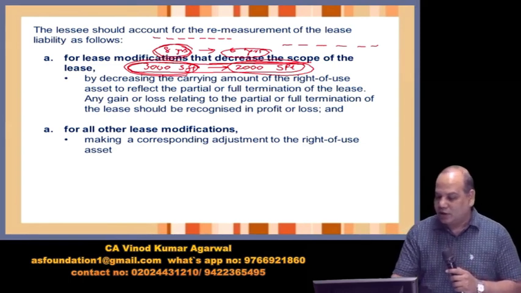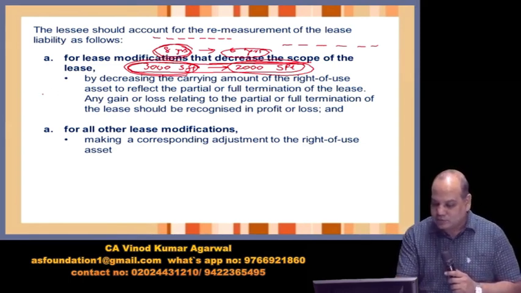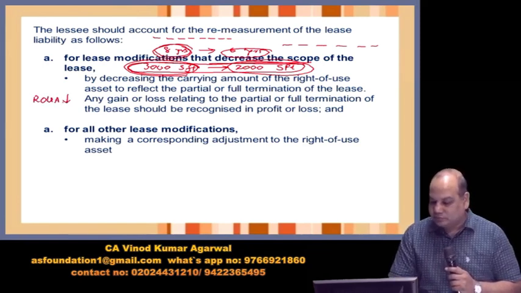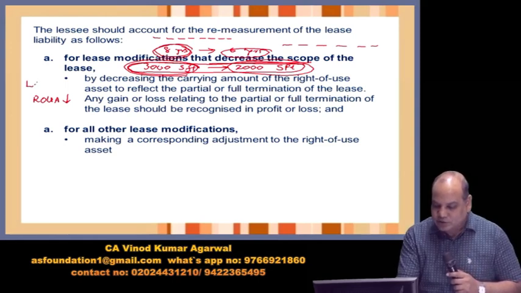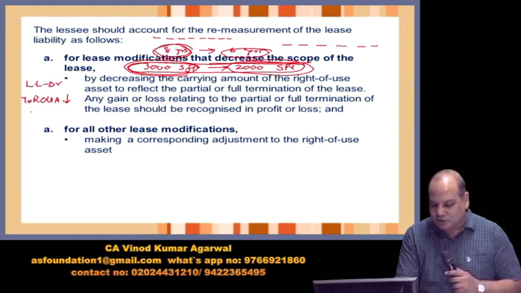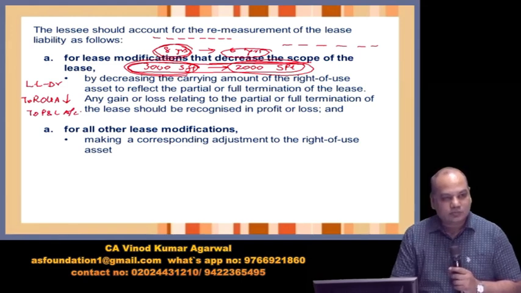So by decreasing the carrying amount of the right of use asset, one entry will be that the right of use asset will decrease. So credit this account to reflect the partial or full termination of the lease, and any gain or loss relating to partial or full termination of the lease should be accounted in the profit and loss account. So you will pass one entry: decrease in lease liability, debit; decrease in asset, credit. If these two do not tally, then the difference will be transferred to profit and loss account. Okay.